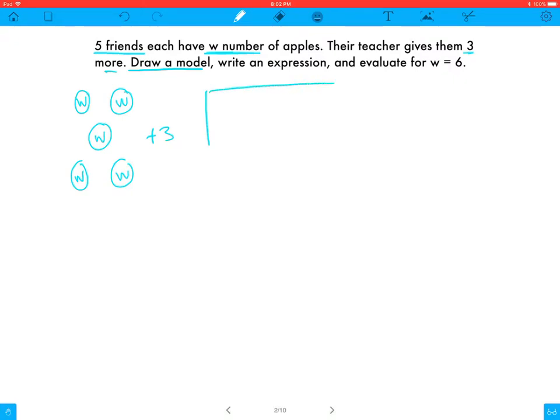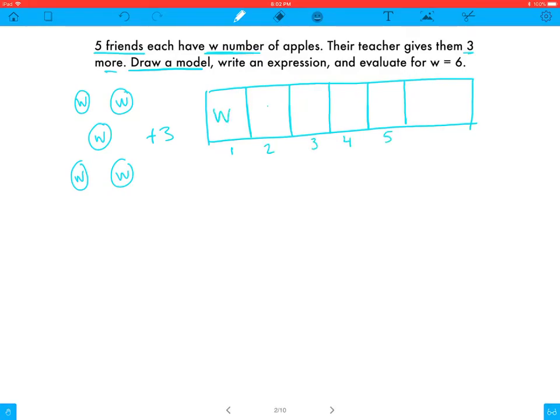But if I want to make a really awesome model that looks a little bit better than my little scratch notes over here, I can make this look like a bar and then cut it into some pieces. So I'm going to double check. I have 1, 2, 3, 4, 5 little squares, and I'm going to label them W. Why? Because I have 5 friends and they each have W number of apples. In that final square rectangle that I have, I'm going to put 3 dots. Why? Because I have 3 that were added.